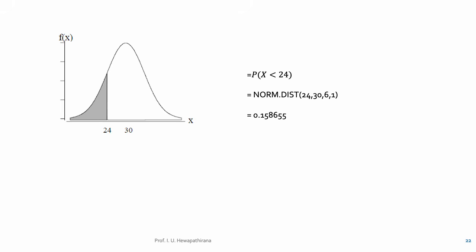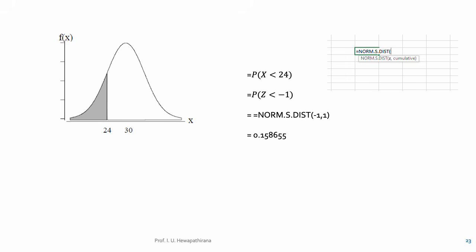How else can we calculate the probability? Using the Z distribution. Another way to get the probability is to convert X into Z. So what we do is, probability X less than 24 is equal to probability Z less than -1. So how do we get this -1 value? Because we convert the value into the Z value. So 24 minus 30 divided by 6, the standard deviation. So this is equal to -1.